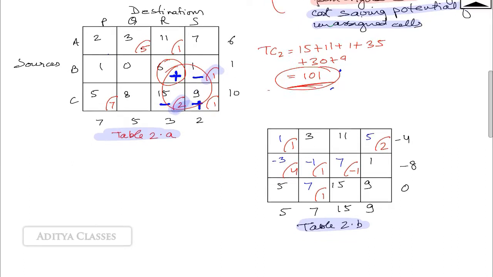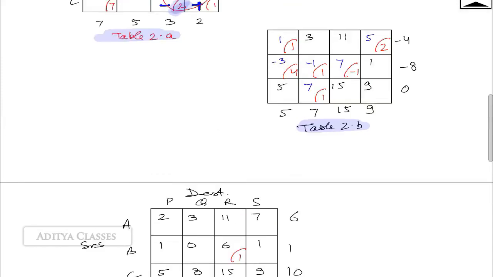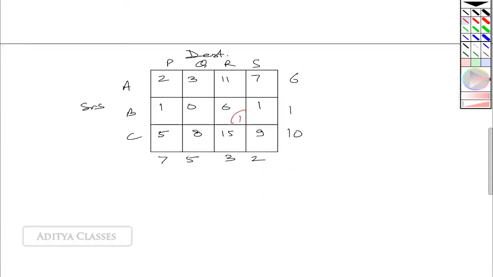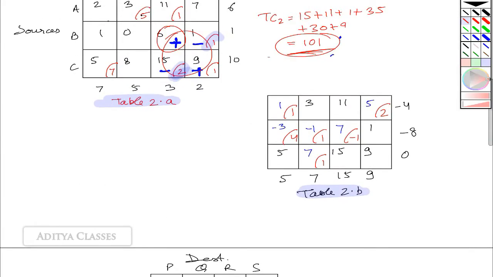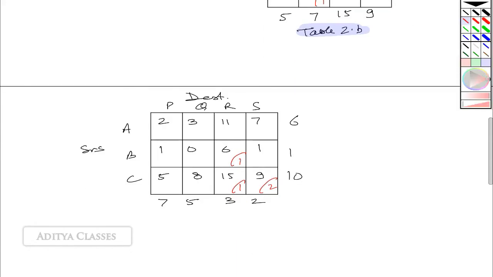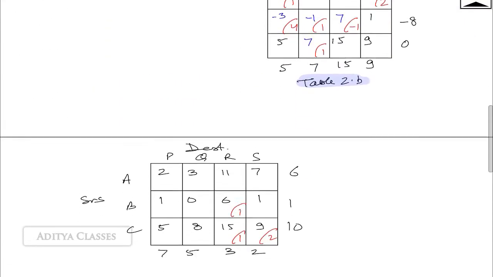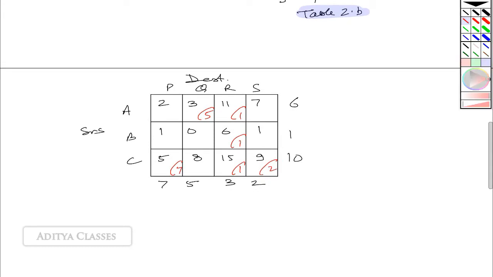Add 1 over here. If you add 1 over here, this becomes 1. Subtract 1 and add 1. This becomes 1 and this becomes 2. This becomes 1, this becomes 2. 1 removed from here, nothing left. The remaining assignments are 5, 1 and 7. Let us check for feasibility.